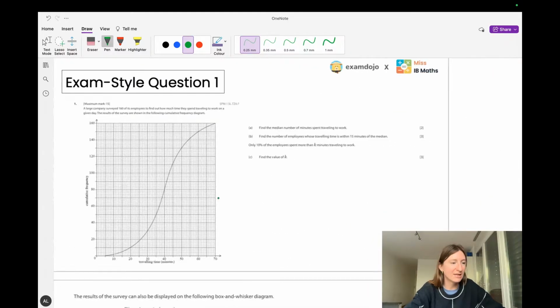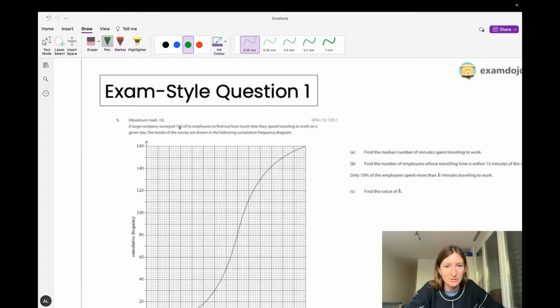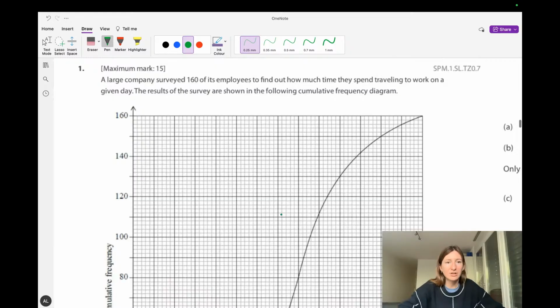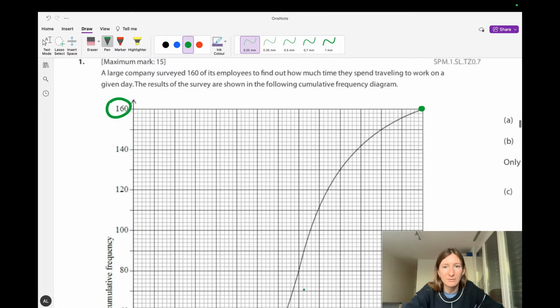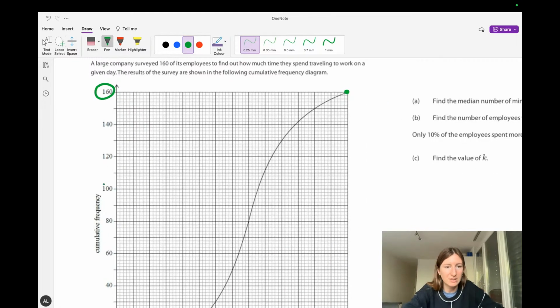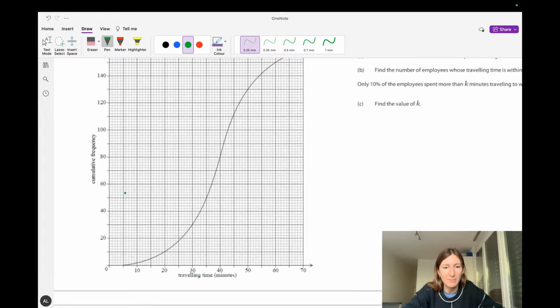All right, let's do some exam style questions. So that is very small. Let me just zoom in on that. All right, a large company surveyed 160 of its employees. So already we know 160. That's our maximum, and it's going all the way up. So we don't need to worry about any values above here. And the results of how much time they spent traveling to work. So cumulative frequency, as you can see on the y-axis, and the traveling time on the x-axis.